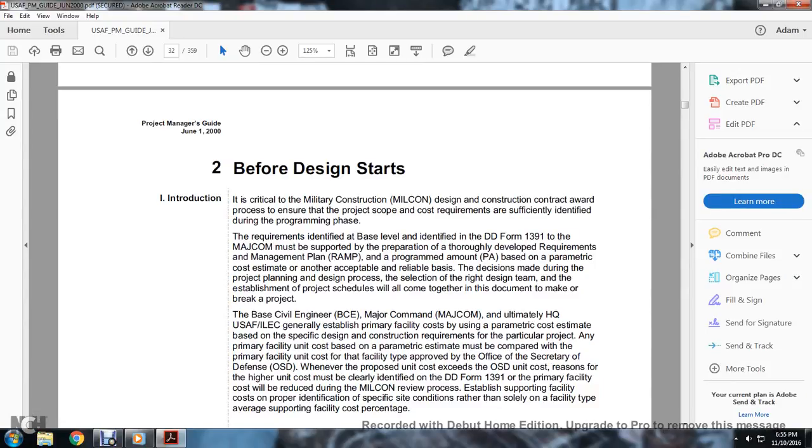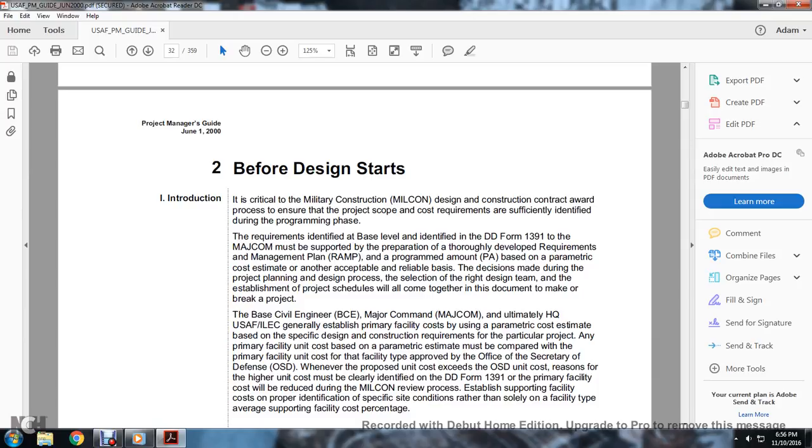2. Before designing starts, it is critical in the military construction design and construction contract award process to ensure the project scope and the cost requirements are successfully identified during the project program phase. The requirements identified at the base level with the Department of Defense 1391 with the major command must be supported by thorough preparation and development of the requirements management plan and the programmed amount, based on the parametric cost estimate and another acceptable, reliable basis. The decisions made during the planning of the design process, the selection of the right design team, and the establishment of the project schedule all come together within this document to make the project.